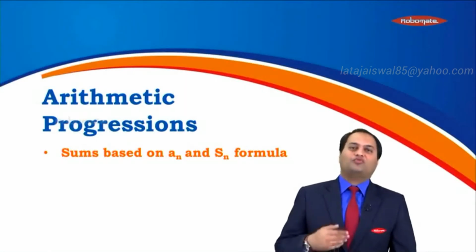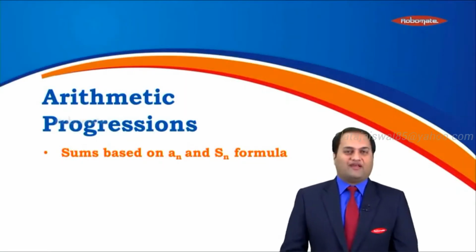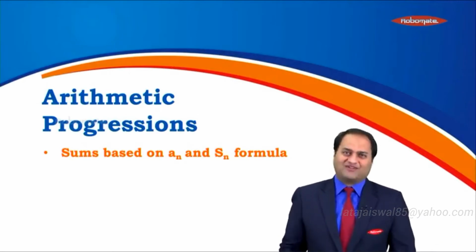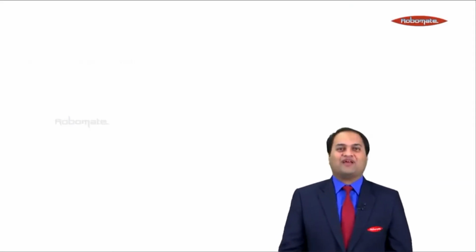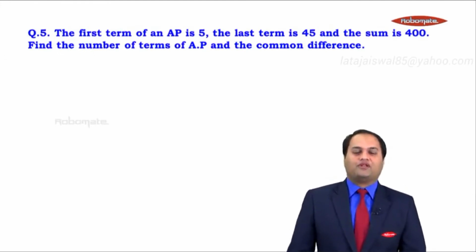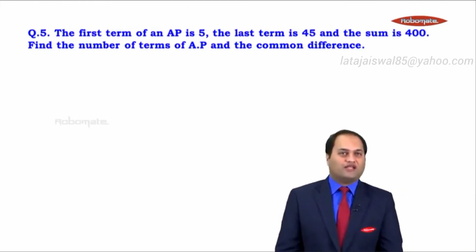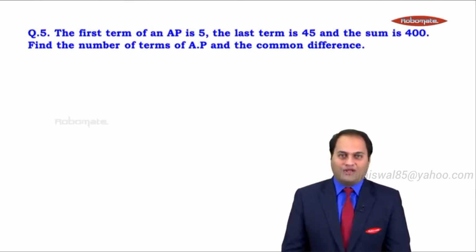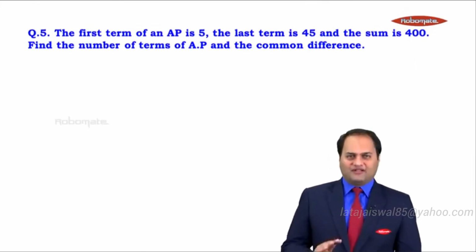Let's go through a few more sums based on AN and SN. The sums are very, very similar with a twist. What's the twist? Let's see. The sum is, the first term of the AP is 5, the last term is 45, and the sum is 400. Find the number of terms of AP and the common difference. Let's go step by step.